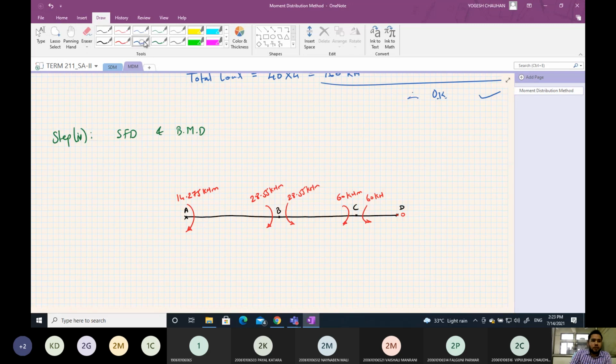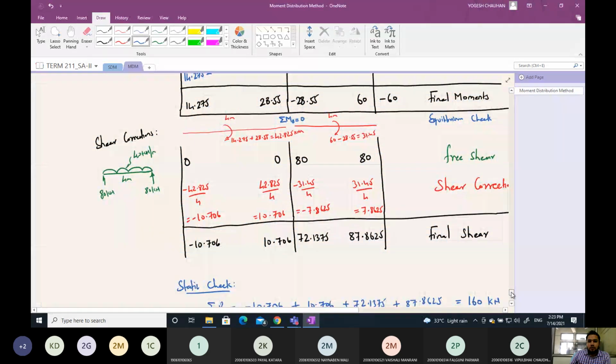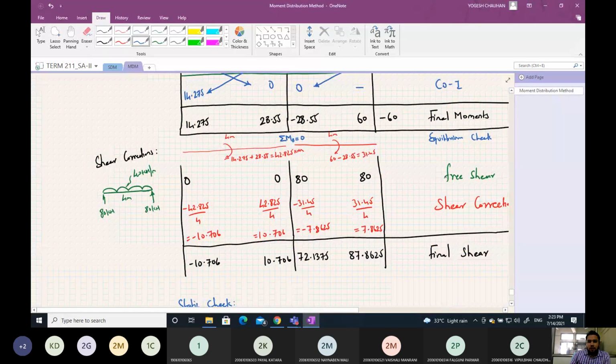Okay, now the reactions at A, B and C. Note that here you have to add the overhang reaction also. So you have to add the overhang reaction or overhang load. So 30 kilonewton load will be added to this. This is the overhang load.